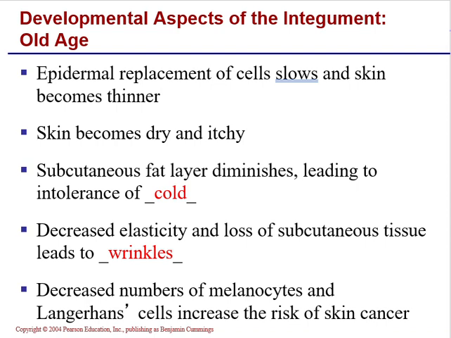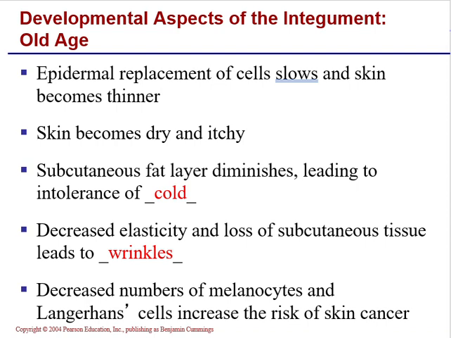And we also see as we move from adulthood into old age that the rate of cell replacement slows, so your skin is going to become thinner, and it can become dry and itchy as a result. That layer of fat in the hypodermis is going to basically diminish till it almost disappears, leading to an intolerance of cold. We also see collagen and keratin start to break down or stop being produced at such a fast rate, and that will decrease elasticity of your skin and cause even more loss to the strength of that subcutaneous tissue and lead to wrinkles.